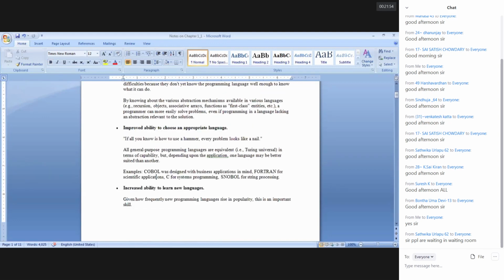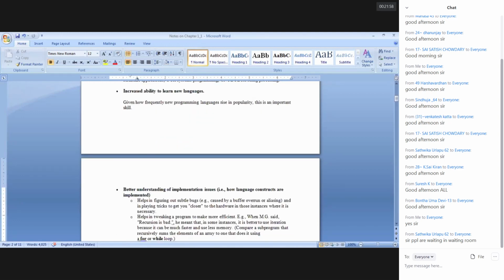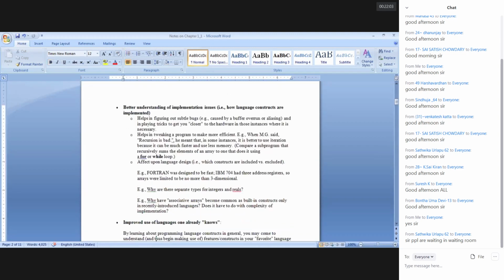It will allow you to learn new languages. And better understanding of implementation issues. If you know the features, then you can handle issues easily.